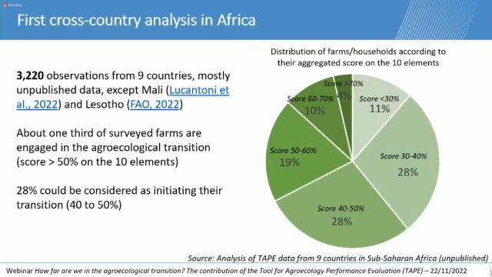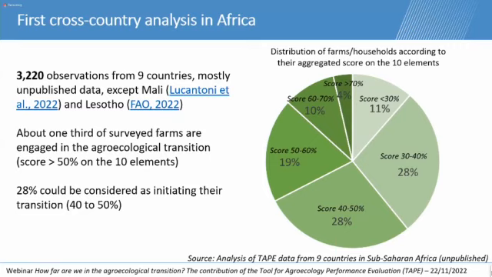Most of this is still unpublished, except for the reports on Mali and Lesotho. When we look at the average score over the 10 elements of agroecology, so this is the average score for step 1 of TAPE, that we also call CAET, Characterization of Agroecological Transition, we see that in this sample, we have about 1/3 of the farms or the households assessed that are over 50%. So here we could consider, if we propose a threshold, that they are already engaged in their agroecological transition.